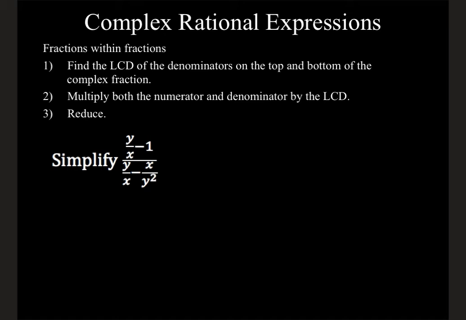Okay, so now we're moving into complex rational expressions. This is basically when we have a fraction within a fraction, like this shown here. We're going to go over one of the ways to approach it, and that would be to multiply both sides of it by the LCD of all of the denominators within the fraction. So we'll do this now. So we're looking at y over x, 1, y over x again, and x over y². So these are my different ones.